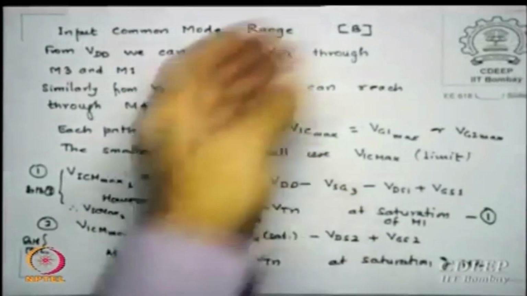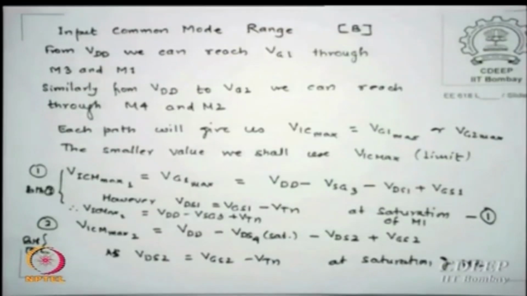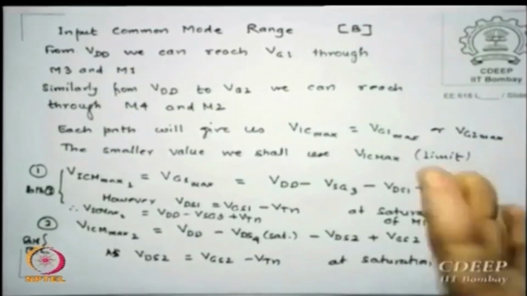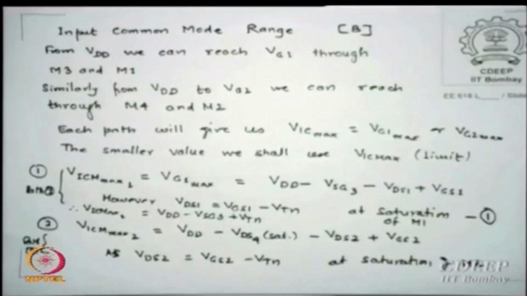A was output swing, so B is named as input common mode range. So what is the input variations you can have? From VDD to VG1 is one possibility, and from VG1 to VSS or ground is the other possibility. That is how input will vary, is that correct? Please take it, input will vary from source to the VG, or from VG to VDD. As we did for output, same way we now do it for input side, is that okay, Raj?